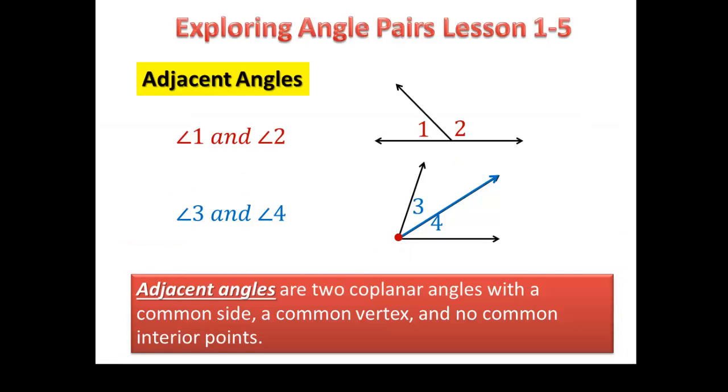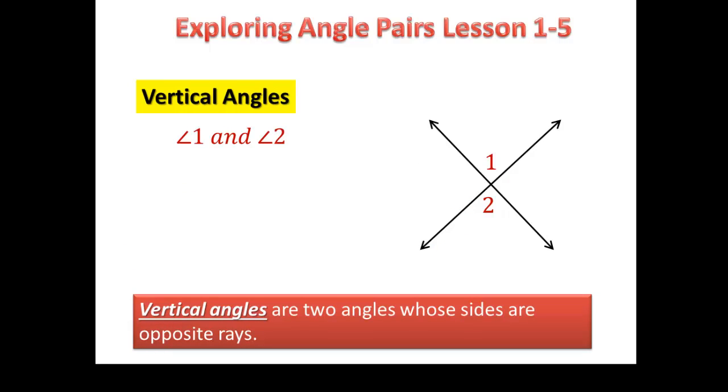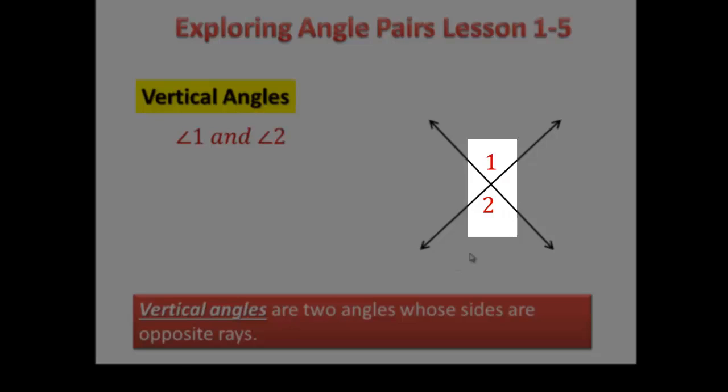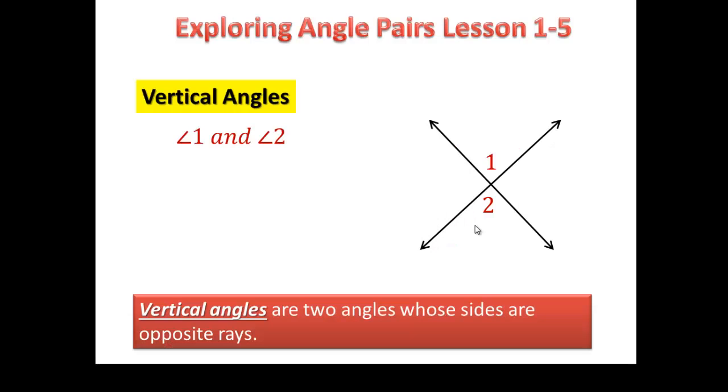Now let's look at vertical angles. Angle 1 and angle 2 are examples of vertical angles. I like to say that vertical angles are just angles that are straight across from each other. They always occur when you have two lines that intersect each other. Angle 3 and angle 4 are also examples of vertical angles.